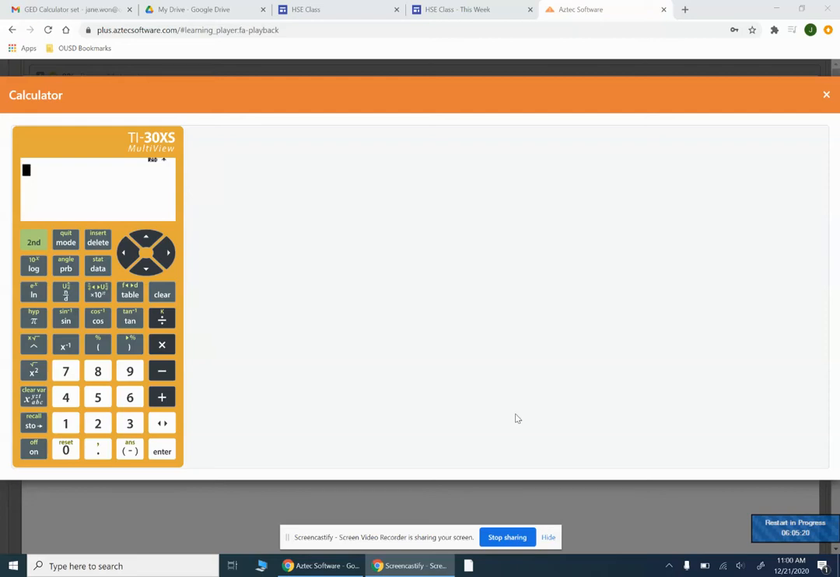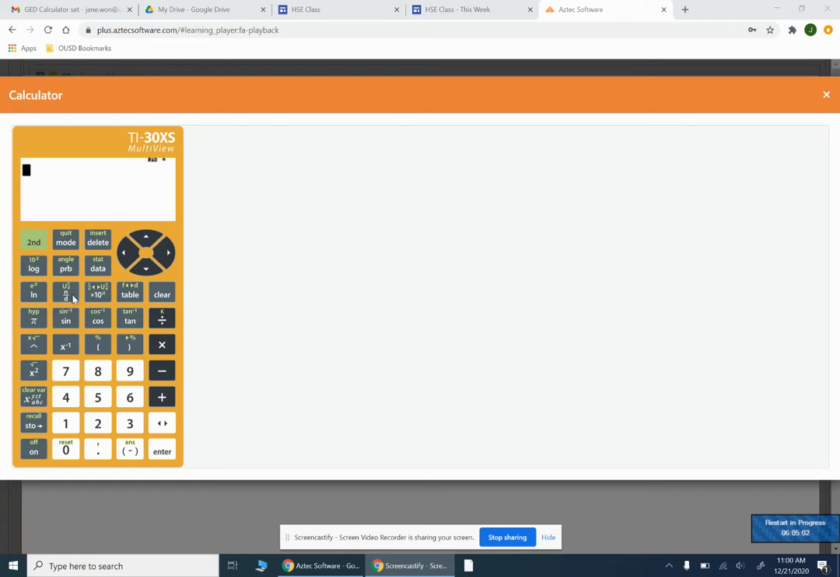Hi everyone. Today I want to go over how to put in fractions into your scientific calculator. So first of all, to put in a fraction, there's this button right here. It says n over d, and it stands for numerator over denominator.